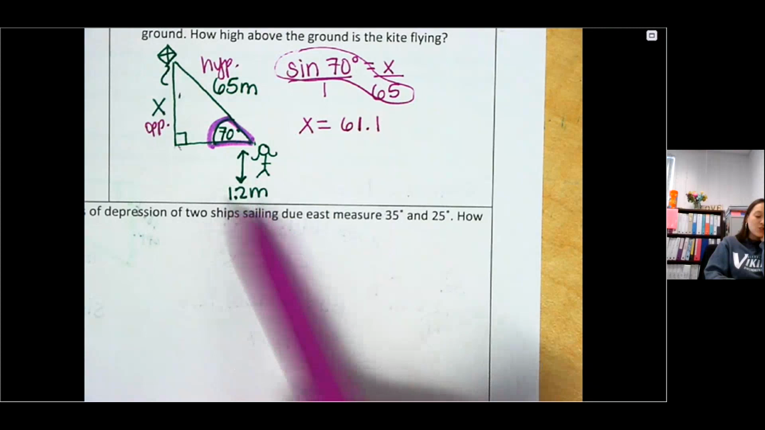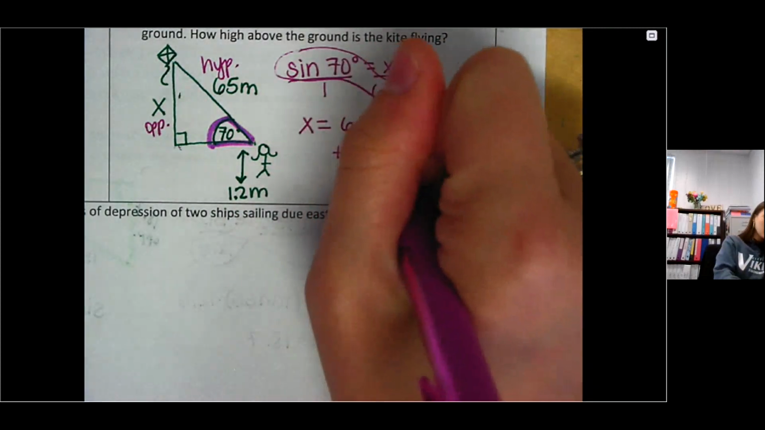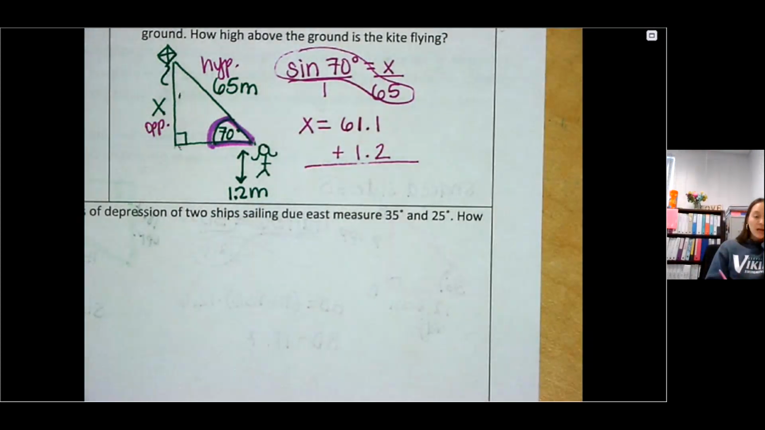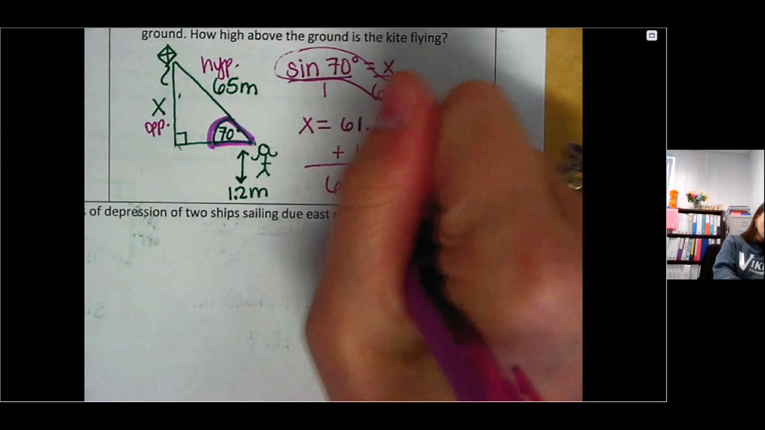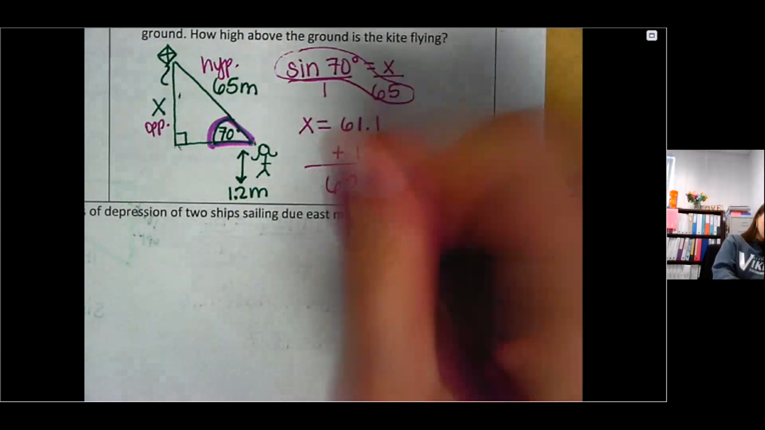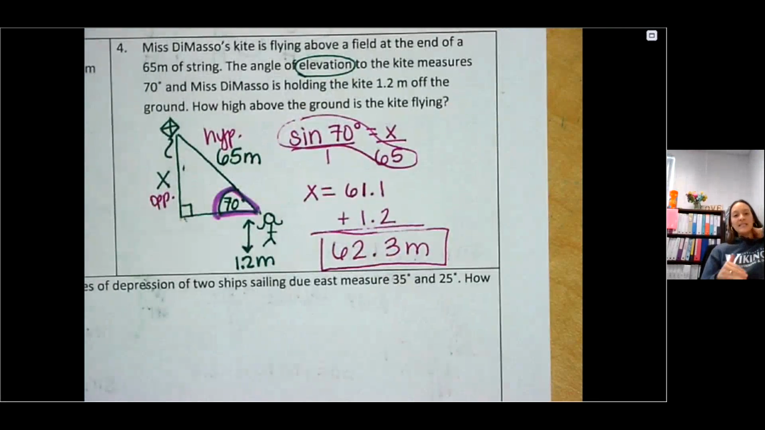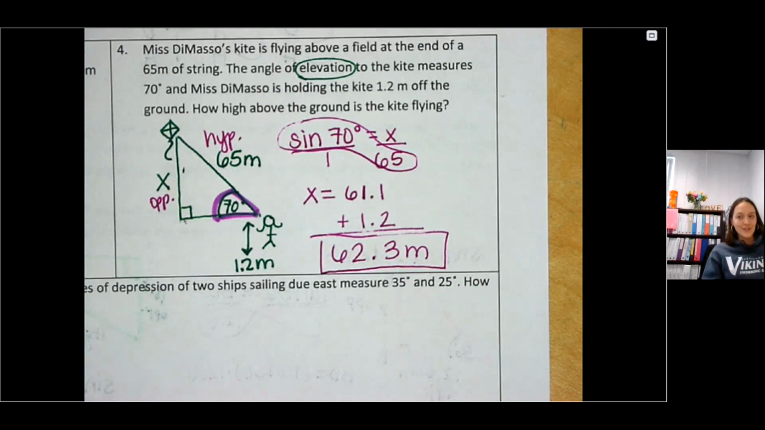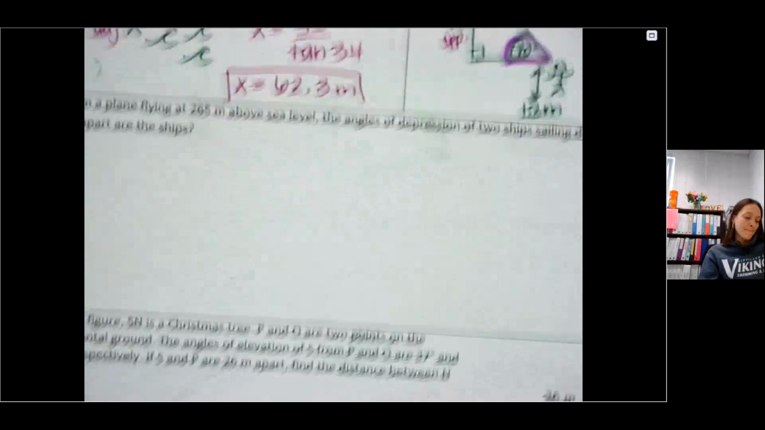But then remember, I'm an additional 1.2 meters off the ground, so I have to add 1.2 to get my total height. So my total height is 62.3 meters. Anytime you see an additional height off the ground, you're going to have to add that height in, hence the word addition, right? Additional, crazy. All right, almost done.